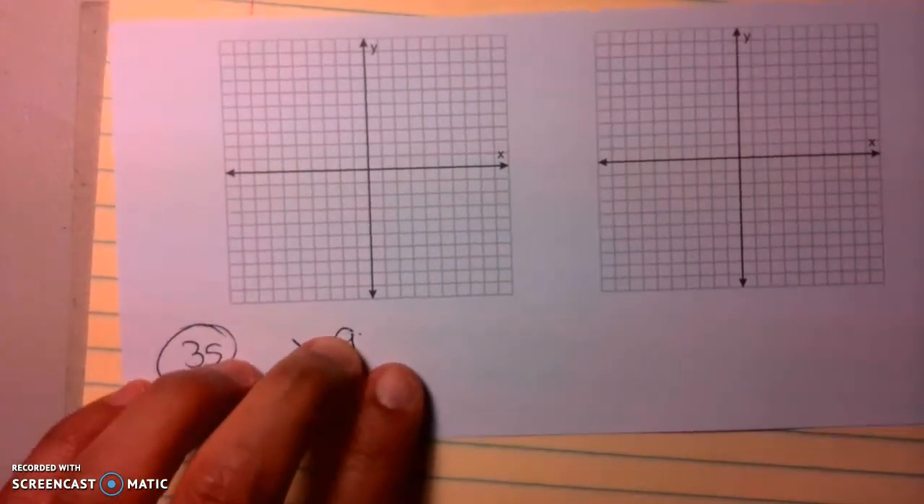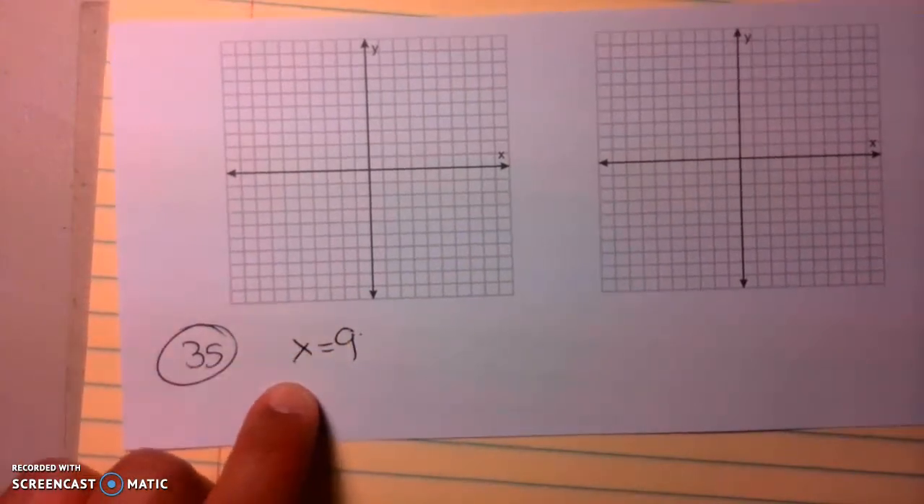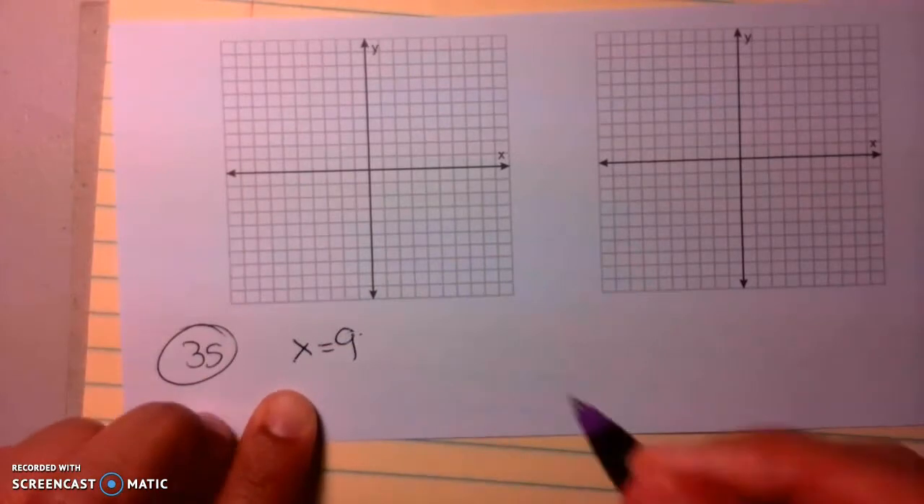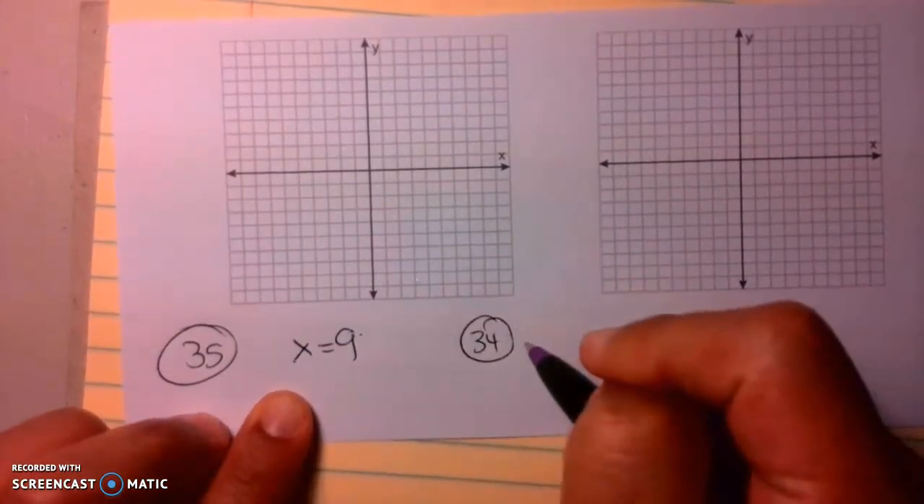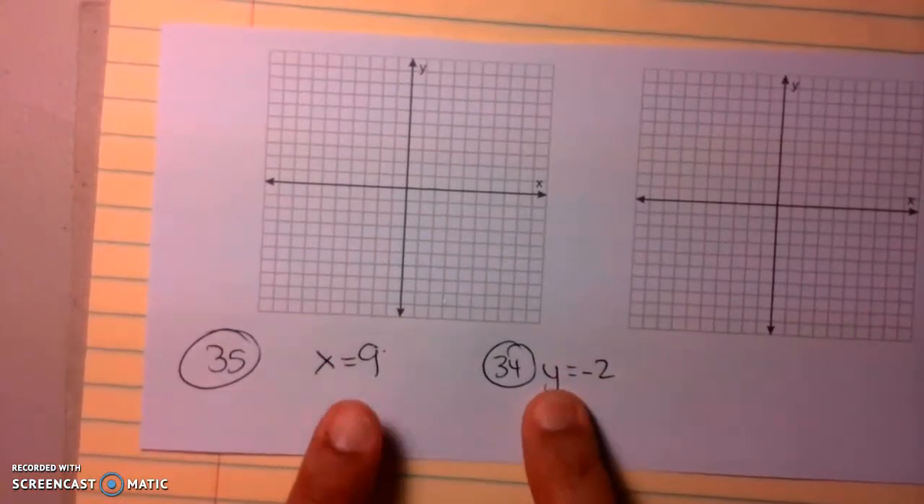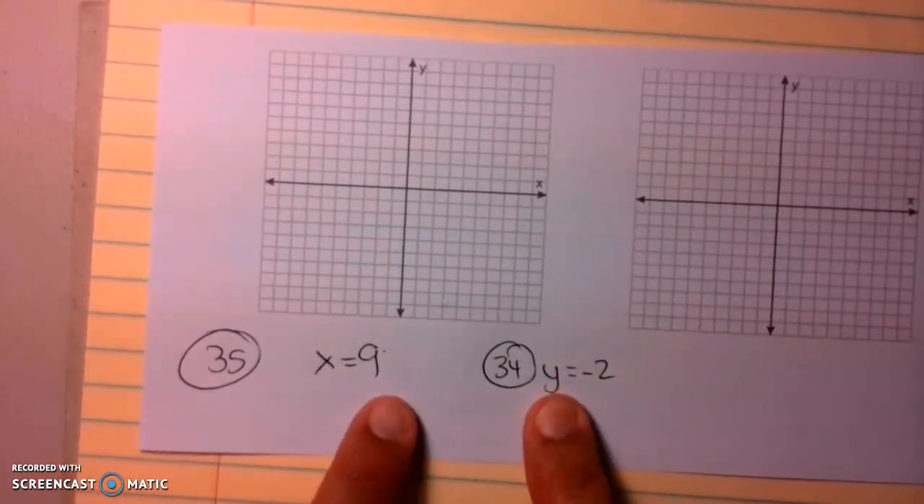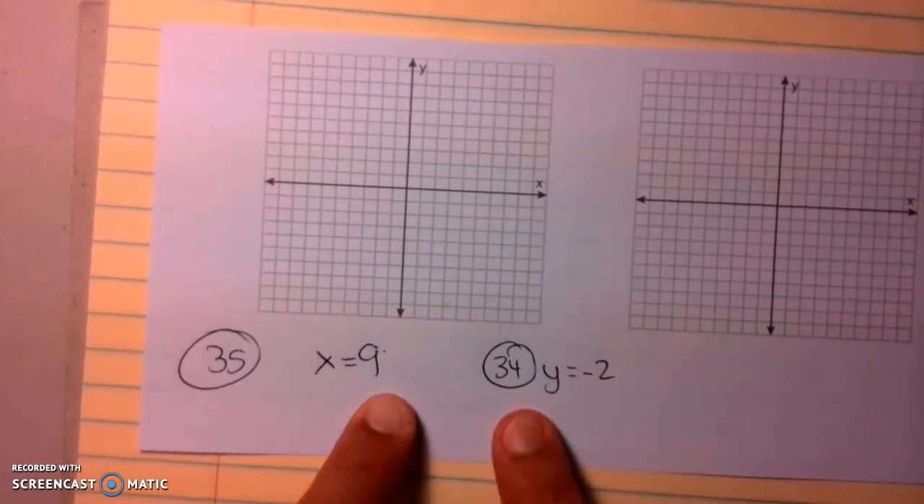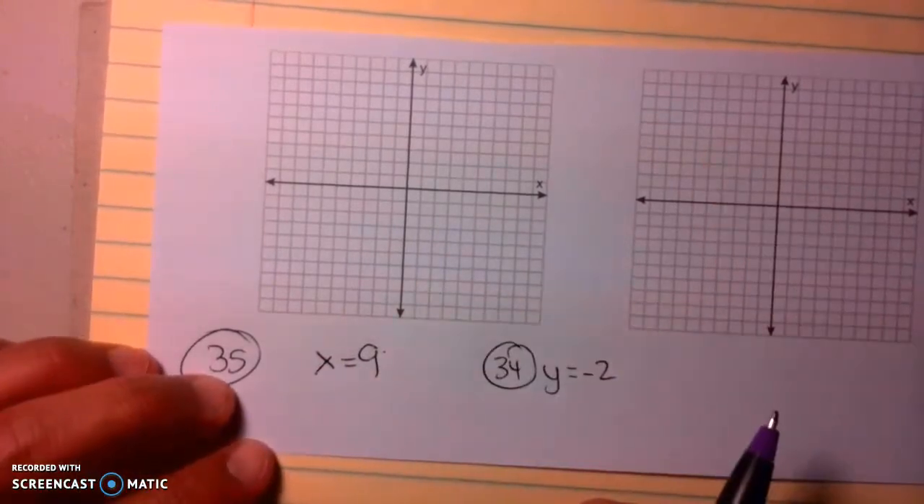It says graph each line. Number 35 says x is equal to 9. I'm also going to graph 34 here at the same time. It says y is equal to negative 2. Now what you'll notice with both 34 and 35 is there's an x here, but where's the y? There's a y here, but where's the x? This is not your traditional y is equal to mx plus b.